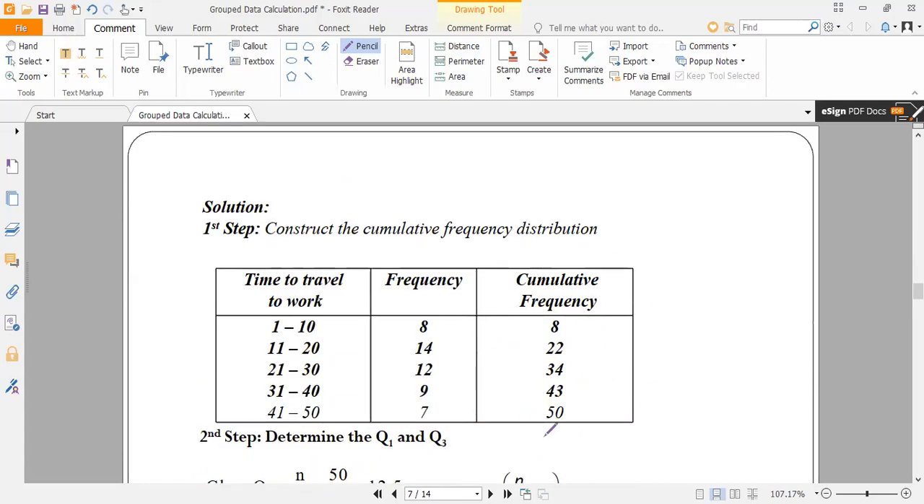When divided by 4, we get what? Let me do it again. 12.5, good. So we look for a number which first exceeds 12.5. Which number is it? 22. Good. Then we draw our margin line there. So 22 will be our x.